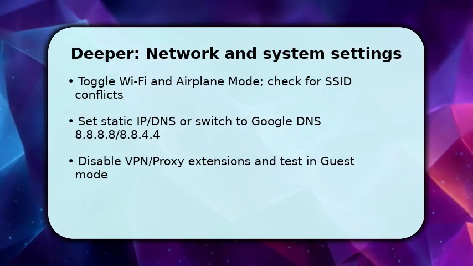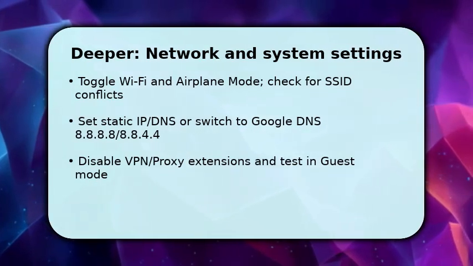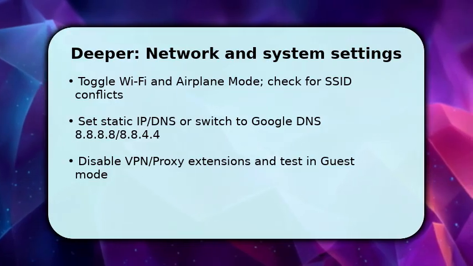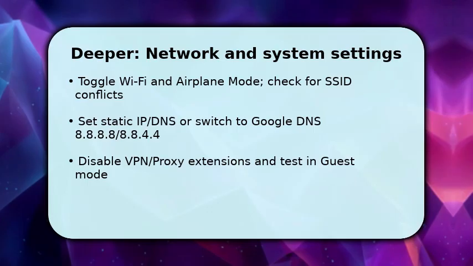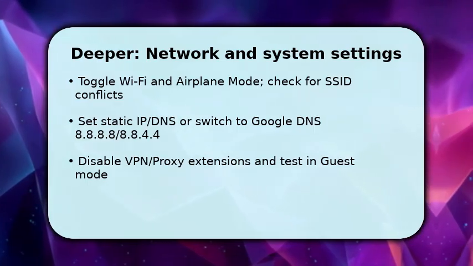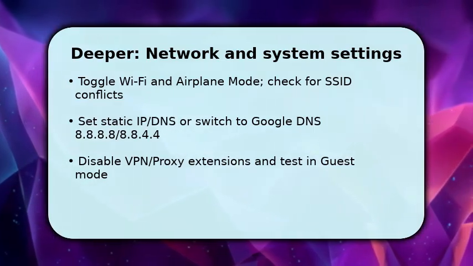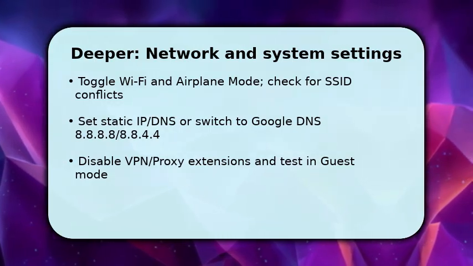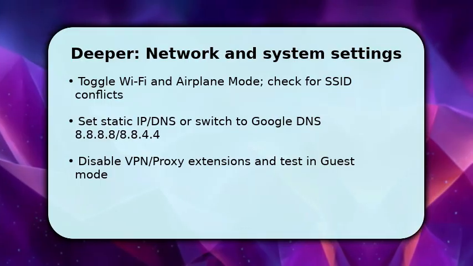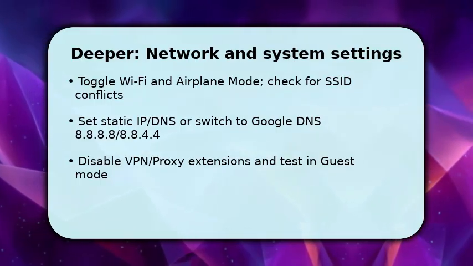Next, address more complex configuration causes that survive a restart. Toggle Wi-Fi and airplane mode to reset the radio. Check for multiple identical SSIDs that confuse roaming decisions. If DHCP is flaky, assign a static IP or switch DNS to 8.8.8.8 and 8.8.4.4 to rule out name resolution issues.